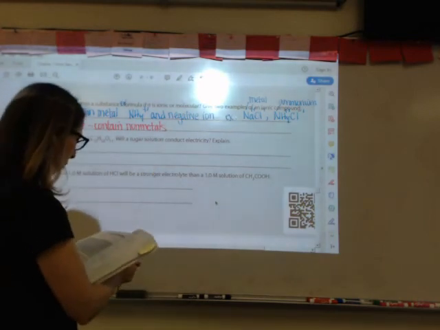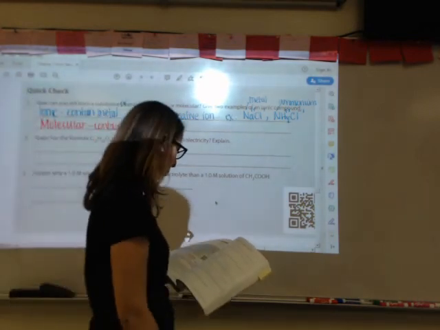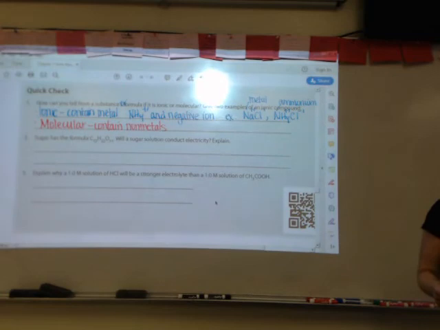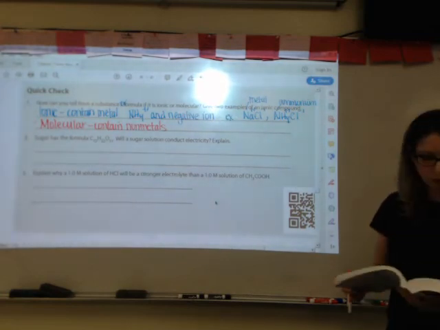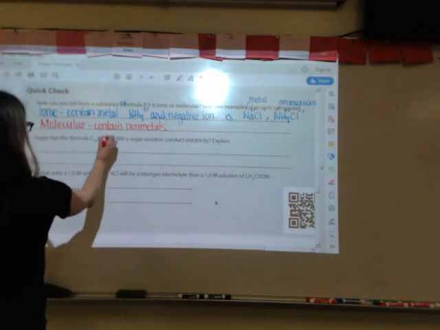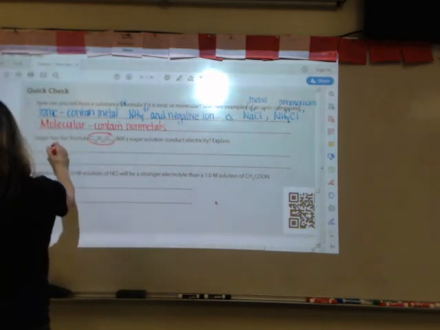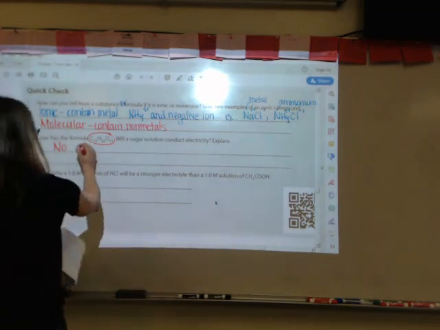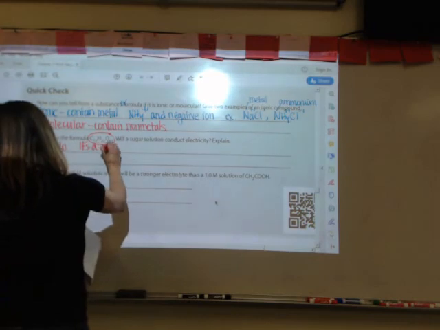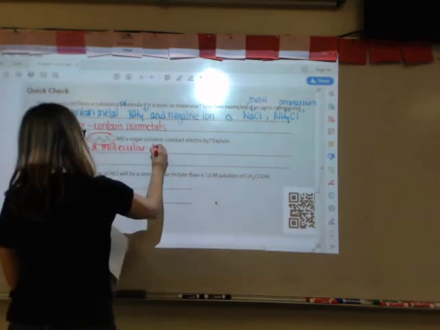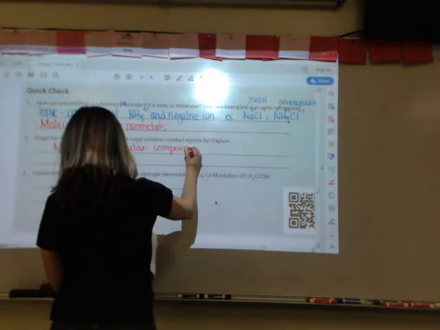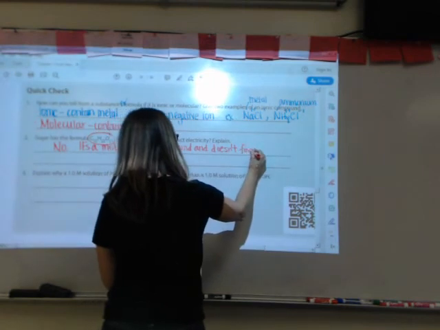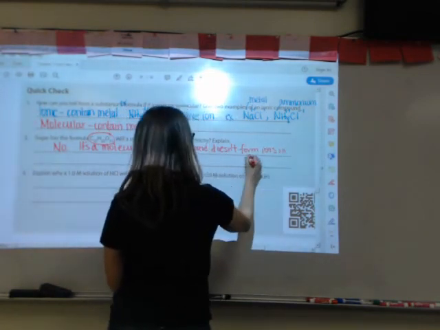The exceptions to this are acids and bases. Now, number 2, sugar has the formula C12H22O11. Will a sugar solution conduct electricity? Explain. This is made of nonmetals. It's a molecular compound. Molecular compounds do not form ions when they're dissolved in water. So the answer would be no. It's a molecular compound and doesn't form ions in solution.